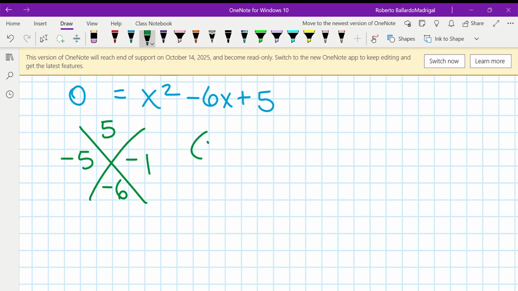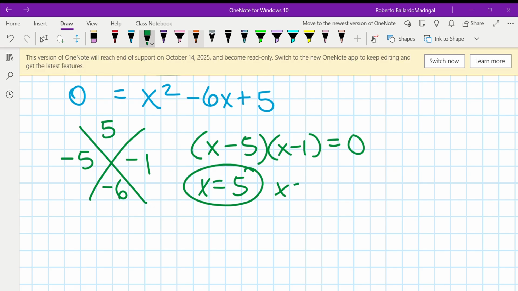So we have x minus 5 and x minus 1 equal to 0. And that means x equals 5 and x equals 1. Now, we just have one final step. I'm not going to circle my answers yet because I don't know which one of these won't work. So one of these might not work. We have to test our solutions to figure out if we have any solutions that do not work.